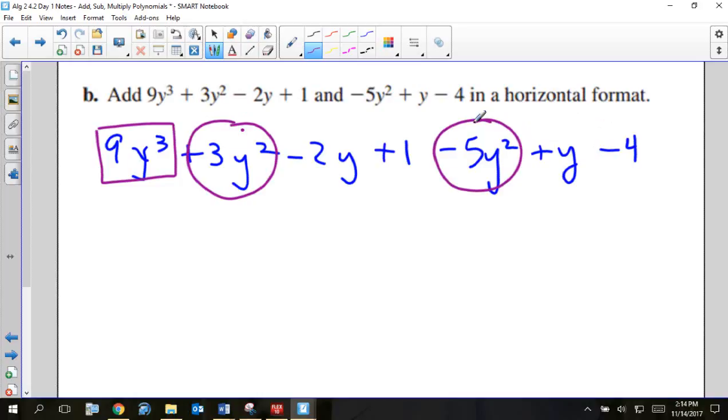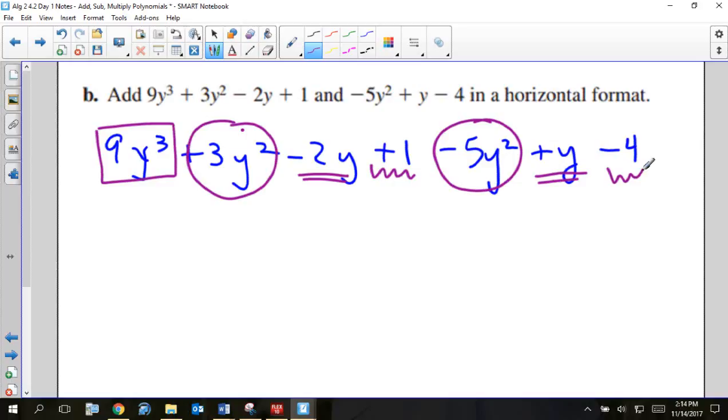And for minus 2y, maybe I'll double underline minus 2y. Do I have any like terms with minus 2y? The plus y? Probably the same symbol. And then plus 1. Ooh, I'm feeling squiggly line. Do we have any like terms with plus 1? Minus 4. So now I'm just going to add together the terms that go together.